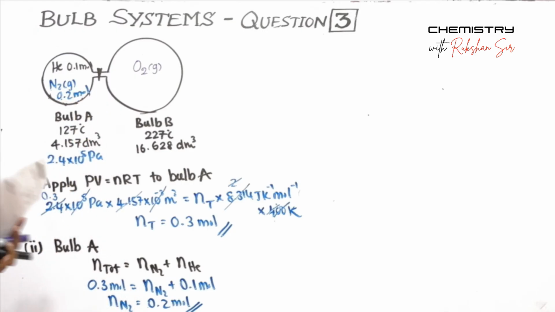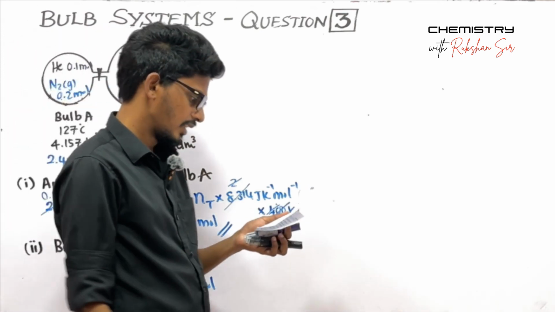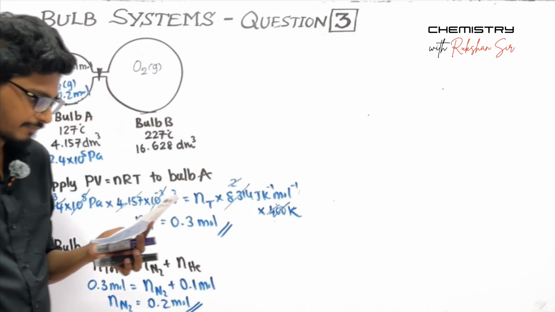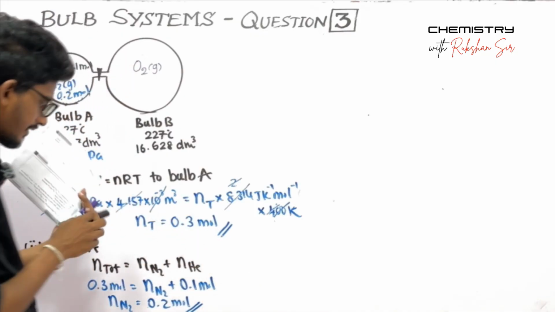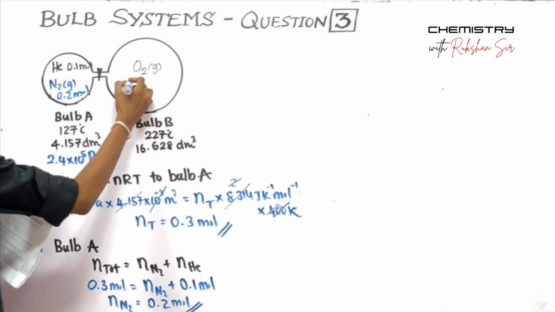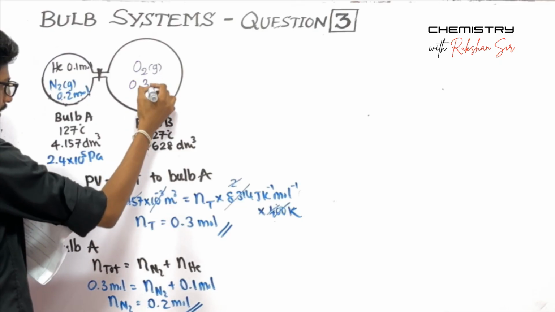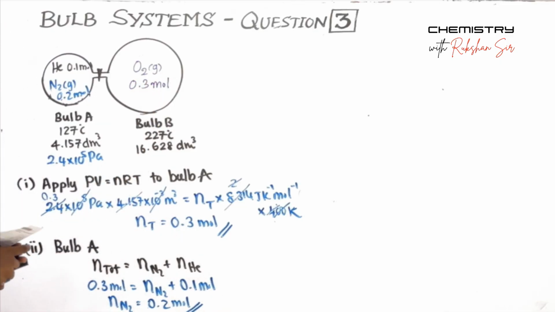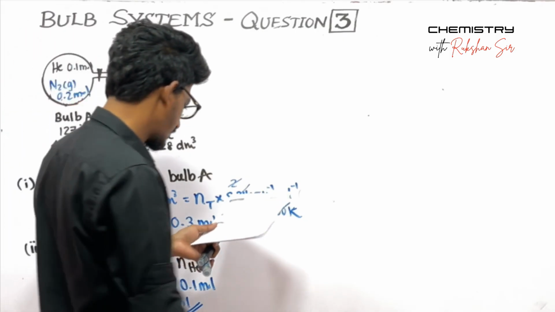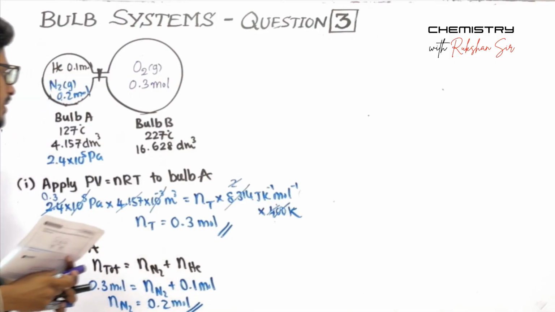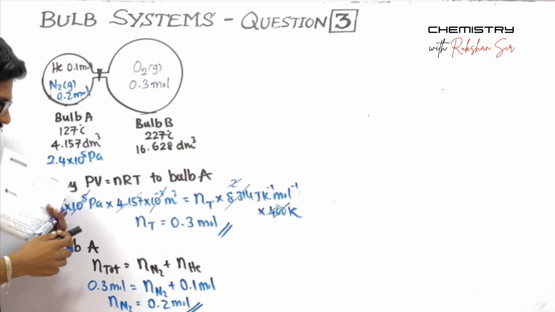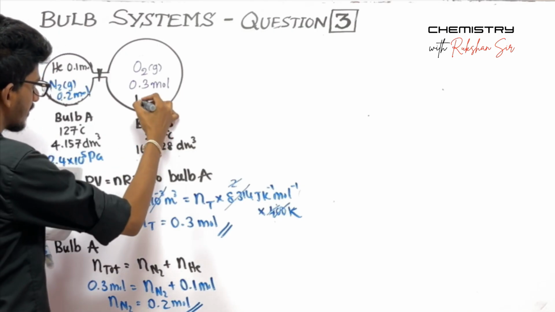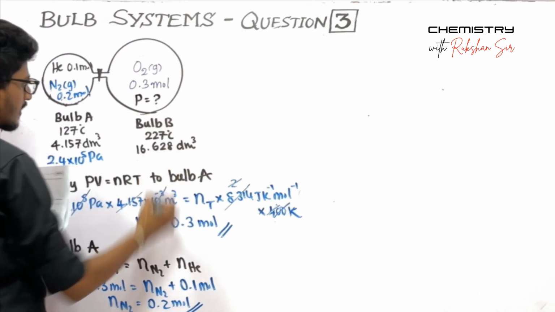Right. Okay. Third question. If the amount of O2 in bulb B when the tap was closed was 0.3 moles, they are saying this value is 0.3. The Roman number 3, they are saying this value is 0.3. Then they're asking to find the pressure inside the bulb B. So now the question is not hard, right? What they are asking is the pressure inside the bulb B.